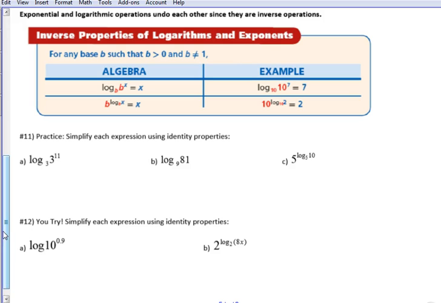All right, so 11a, I have log base 3 of 3 raised to the power of 11. So since I see 3 and 3 together, they're going to run away. I am left with just 11. So my answer for A is just 11. That's it. The bases cancel, my exponent's left.